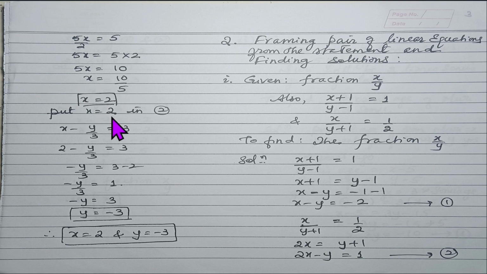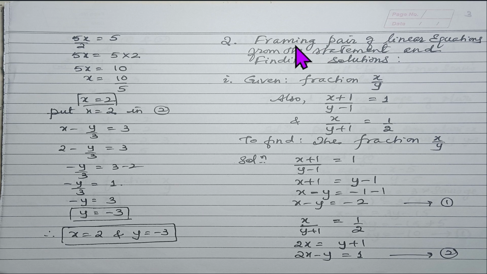Now put the value of x equal to 2 in any of the equations; I have put it in equation 2. So it is x minus y by 3 equal to 3, 2 minus y by 3 equal to 3, minus y by 3 equal to 3 minus 2, and minus y by 3 equal to 1, minus y equal to 3. Very simple, because 3 is in the denominator, I have to take it towards the right, it becomes a product, and y is equal to minus 3. Therefore we have got x is equal to 2 and y is equal to minus 3. So that is how we solve the pair of linear equations by the elimination method.